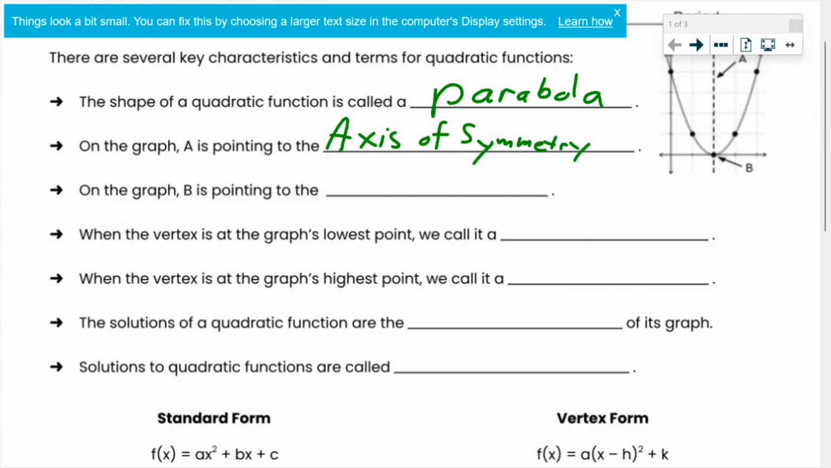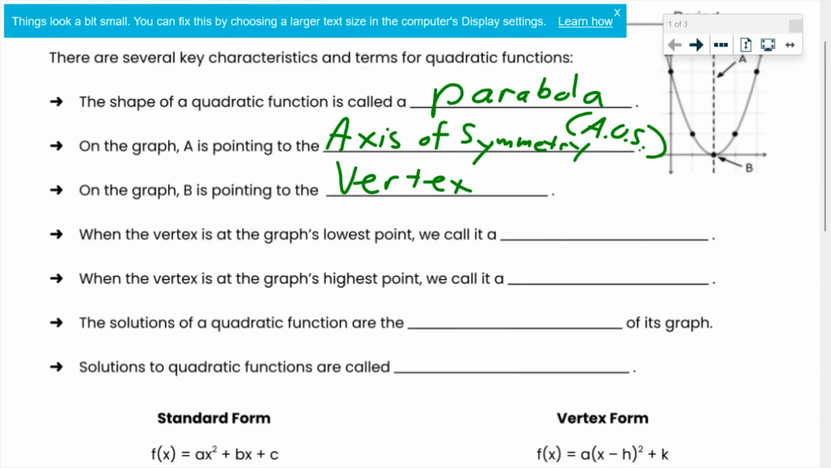Axis of symmetry. And this is very commonly referred to as AOS, axis of symmetry, AOS. It is the imaginary line that cuts the parabola in half. B on the graph is pointing to the vertex. Good.